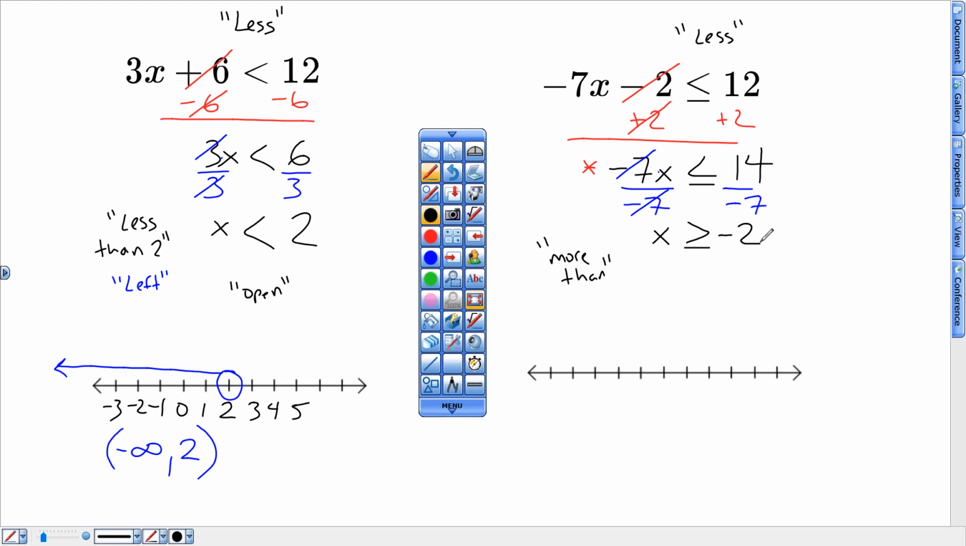Now to put that on a number line. Negative 2 right here, to the right negative 1, 0, 1, 2, to the left negative 3, negative 4, negative 5. That's going to be a solid, closed circle on negative 2. Clearly draw it so I see it closed in like that, and draw the arrow to the right. Then set notation would be square and then rounded on that infinity.